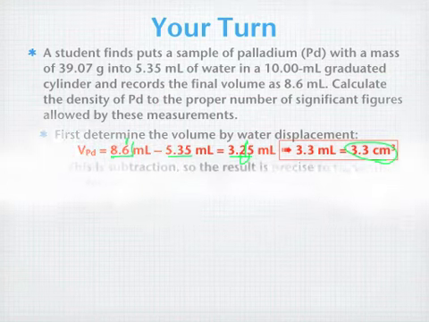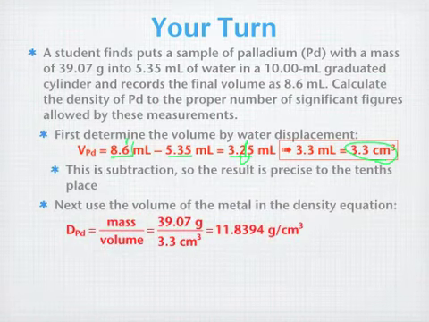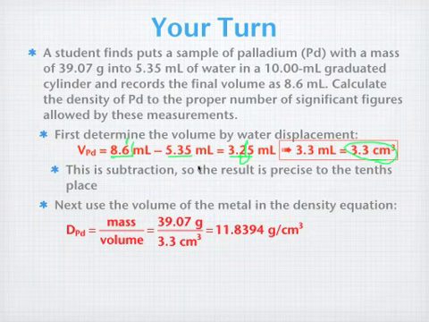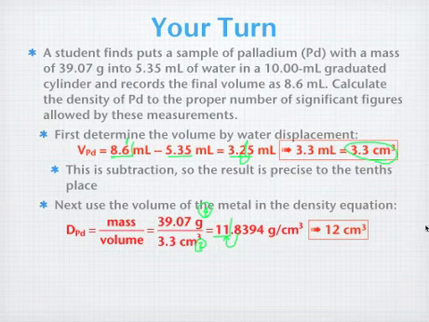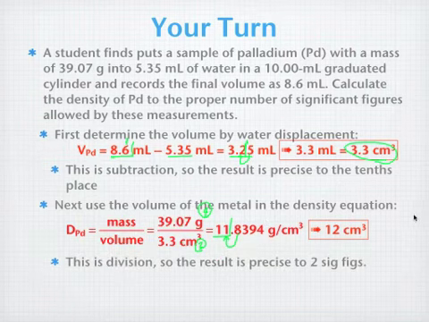Next, we're going to use the volume of the metal. In the density equation, we bring down the mass. Now this is a division. Here's the mass, here's the volume. The mass is to 4 significant figures. The volume is only to 2 significant figures. So when we round our answer, even though this is what we get in our calculator, we can only round to 2 significant figures. The 8 rounds the 1 up to a 2, and our answer is reported as 12 cubic centimeters. As I said, this is division, so the result is precise only to 2 significant figures.